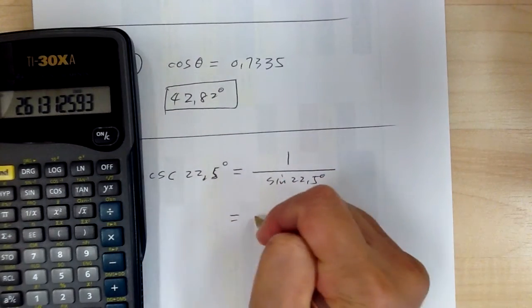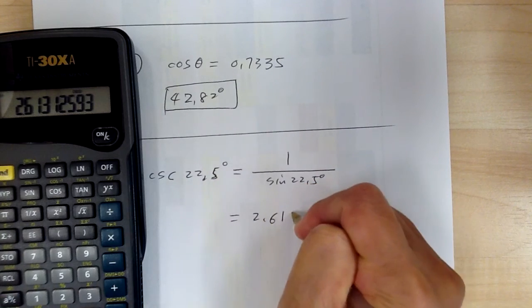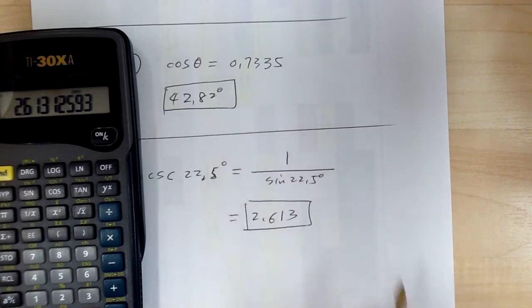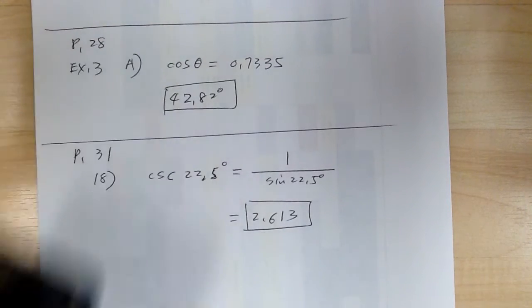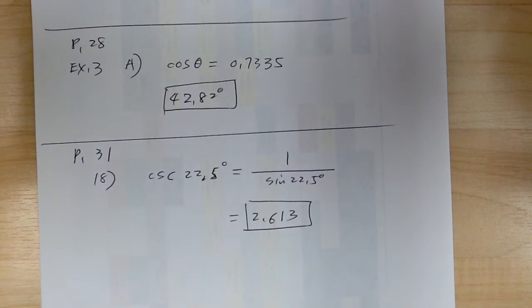So the answer would be 2.613, and that's your answer. Again, don't worry too much about it right now. When I give you the assignment, I will come around to help you guys. Now, the next thing you need to know is, let's go to example 5.